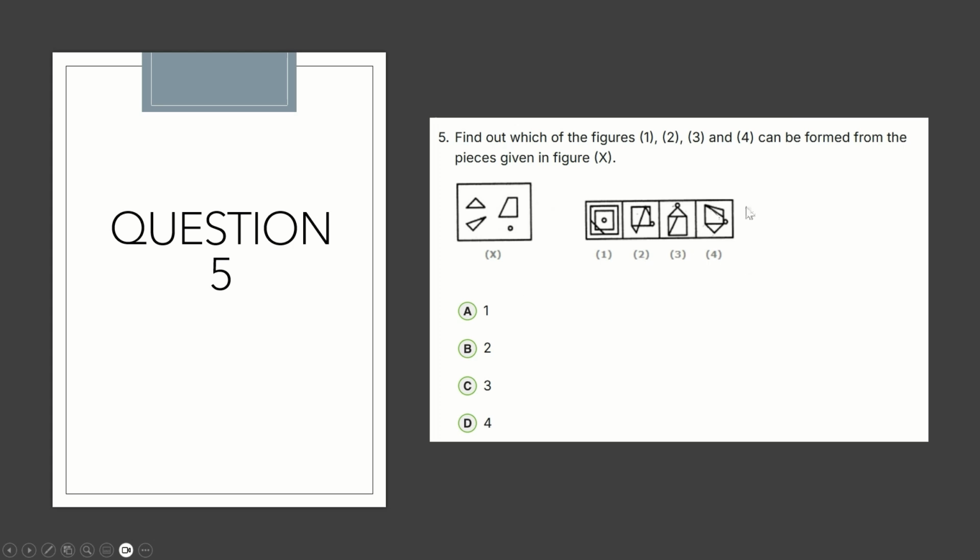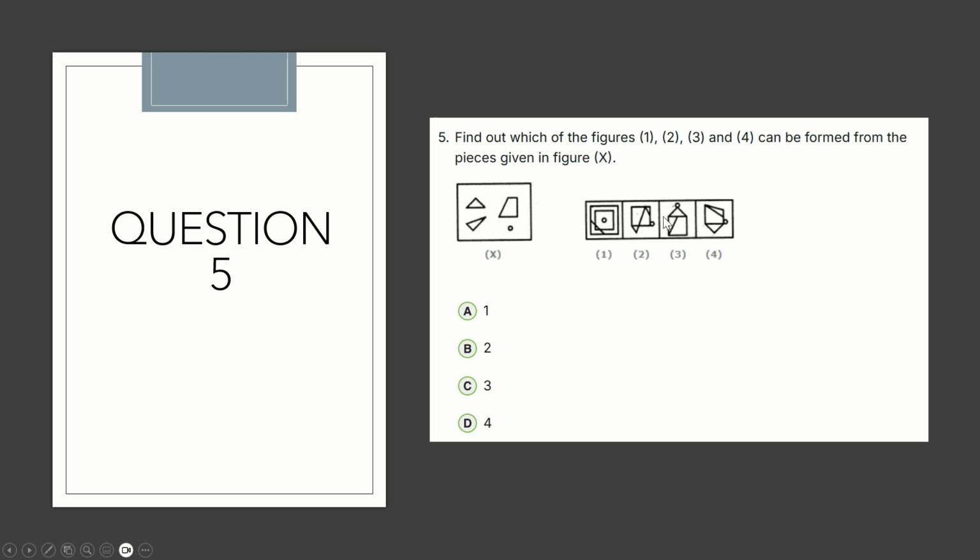Looking at all these figures, we can see that we have the small circle. It's here in figure 2, here in figure 3, and here in figure 4. Then looking at this particular piece, we can see that in figure 2, we do have it, so it will be this one here. And then in figure 3, we also have it, which will be this particular piece. And then in figure 4, it will be this one here. Okay, and then moving on to this piece.